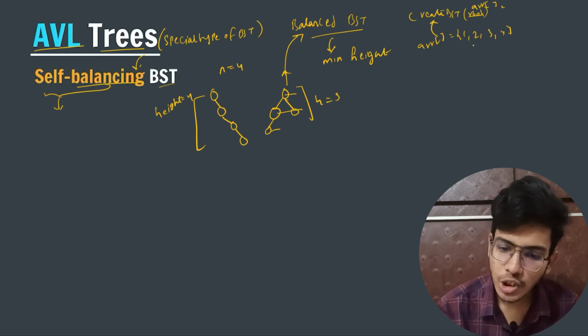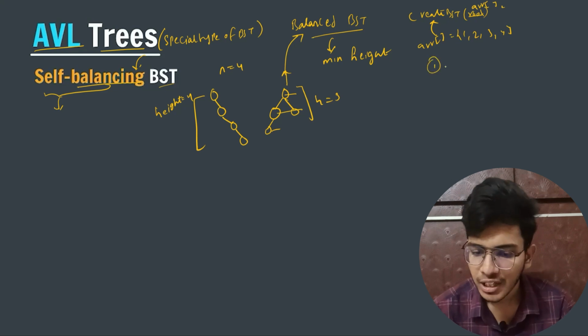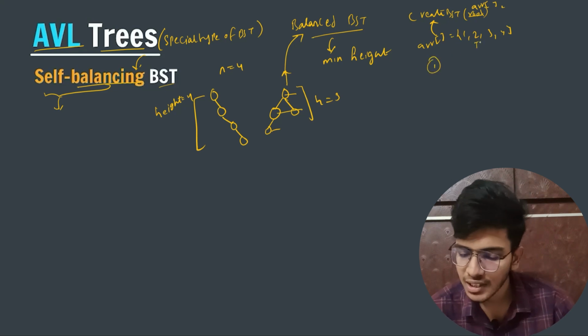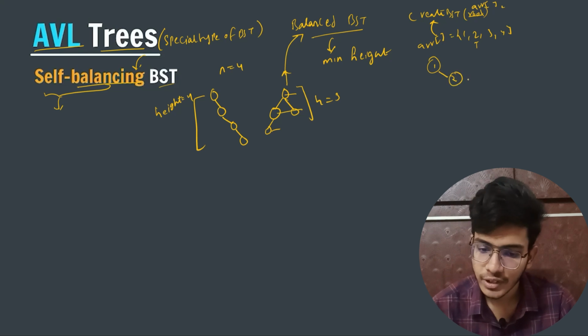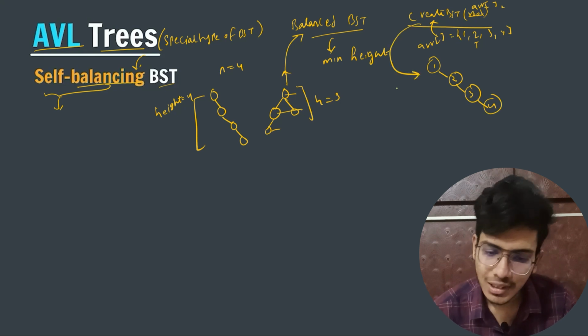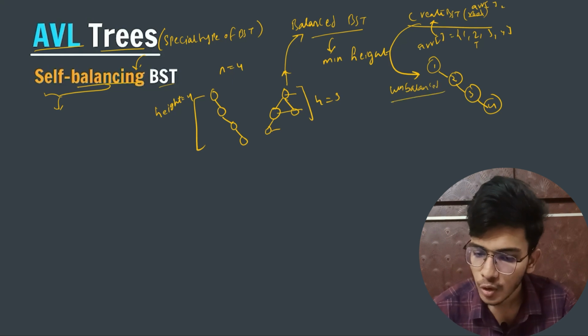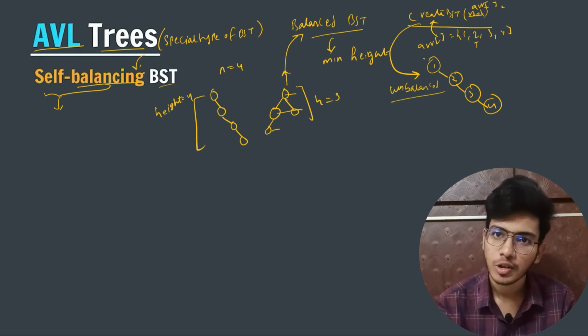So createBST will take the array and compare. This is my first element, and is the second element greater or not? If it is greater, it will put it on the right, and this same process goes on, and my createBST will eventually create an unbalanced BST, right? So this will create an unbalanced BST.